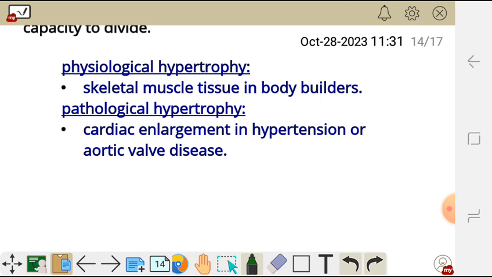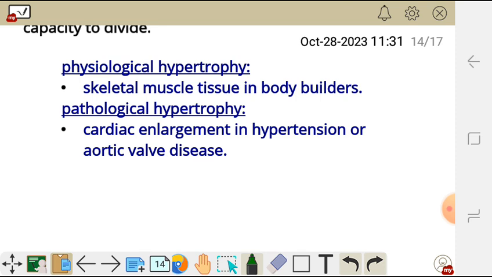Now, pathological hypertrophy, here we are talking about abnormalities, something which is not normal. We can see pathological hypertrophy in cardiac enlargement, in hypertension, or aortic valve diseases. In hypertension, we have increased blood pressure. So the heart is overworking. Due to overworking, the myocardium is going to increase in size. It is going to become hypertrophied.